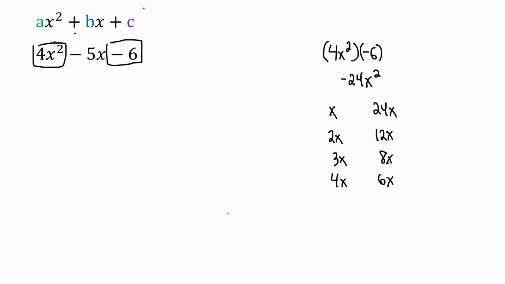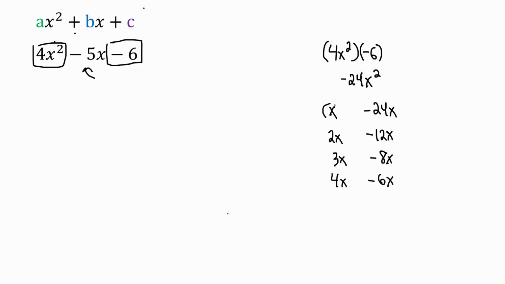As you can see, x times 24x gives us 24x squared, 2x times 12x gives us 24x squared, and so on. But we have a negative 24, so each of these pairs of numbers has to have one number be negative to give us that negative 24x squared. Something else to consider is that we have to figure out which pair of these numbers adds together to give me a negative 5x right here, the linear term. Because it's a negative number, we are going to make the larger of the two numbers negative, so that when we combine them, we're left with a negative number.